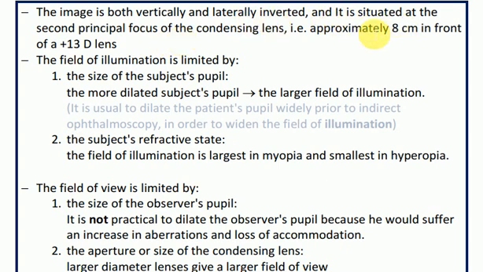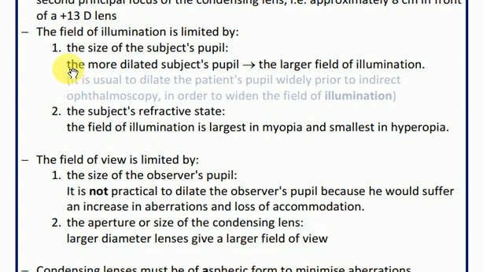So it is situated at the second principal focus of the condensing lens, approximately 8 cm in front of the 13 diopter lens. The field of illumination is limited by the size of the subject's pupil. The more dilated the subject's pupil, the larger the field of illumination. So it is usual to dilate the patient's pupil widely prior to indirect ophthalmoscopy in order to widen the field of illumination. The field of illumination is also limited by the subject's refractive status. So the field of illumination is largest in myopia and smallest in hyperopia. So this was the field of illumination.